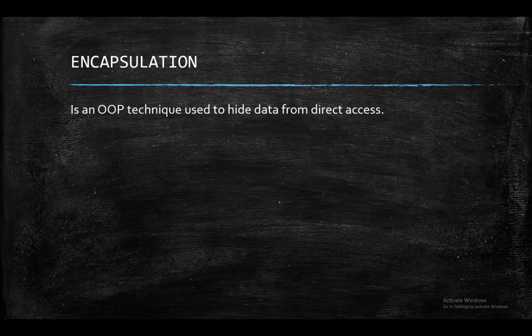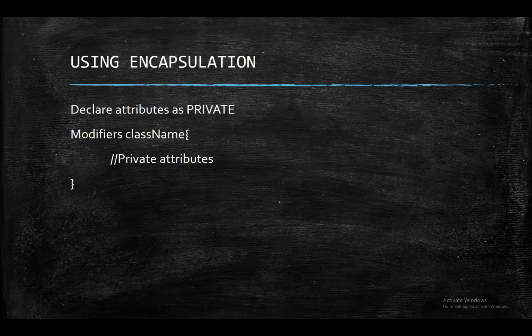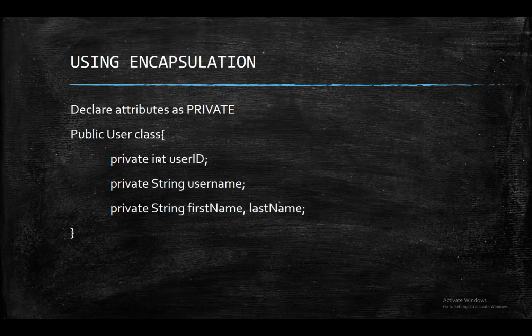Okay. So, how to use the encapsulation? You declare the attributes as private. So, we have here the modifiers, the class name, and then curly bracket. And inside of that are the private attributes. And we have here the practical example. So, public user class. And then inside we have four: user ID, username, first name and last name.